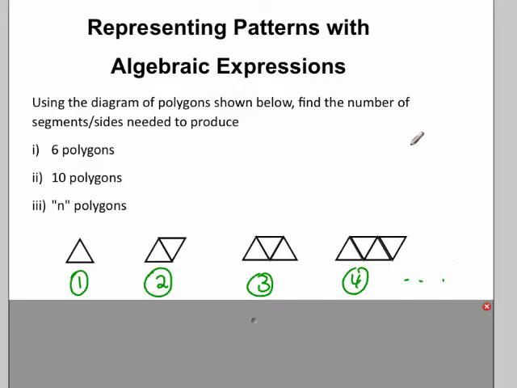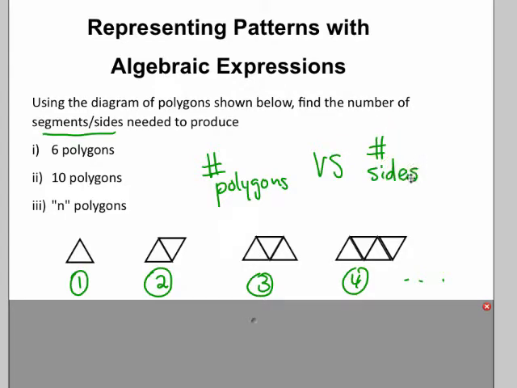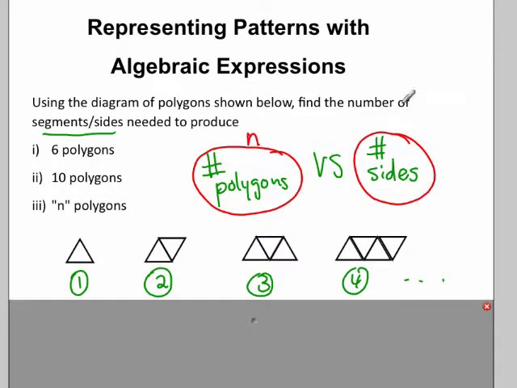And what we're being asked to do here is to find the number of segments or sides needed to produce each figure. In other words, we're looking for a relationship between the number of polygons, triangles in this case, and the number of sides or segments needed to make that figure. Alright, so just to talk about this, I'm going to call the number of polygons n, and the number of sides, s.